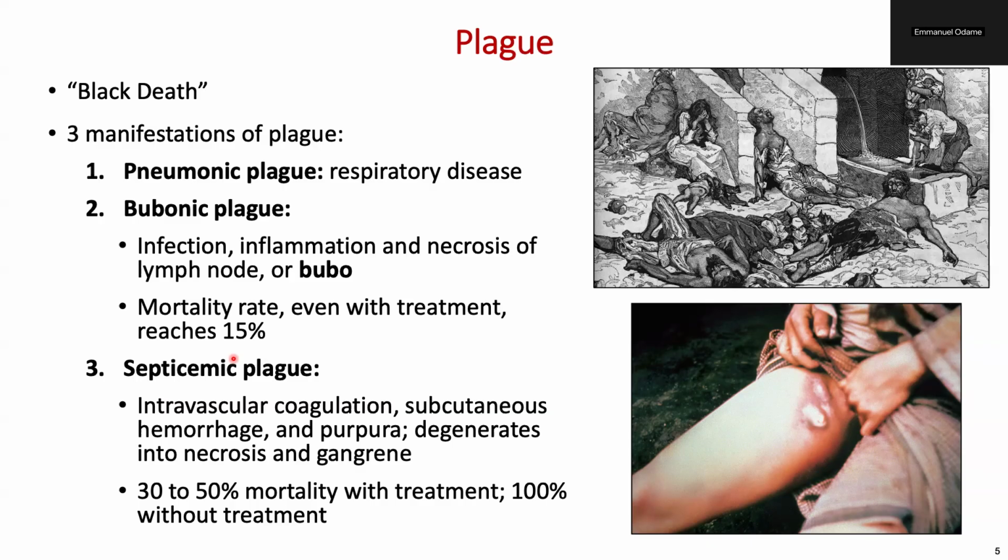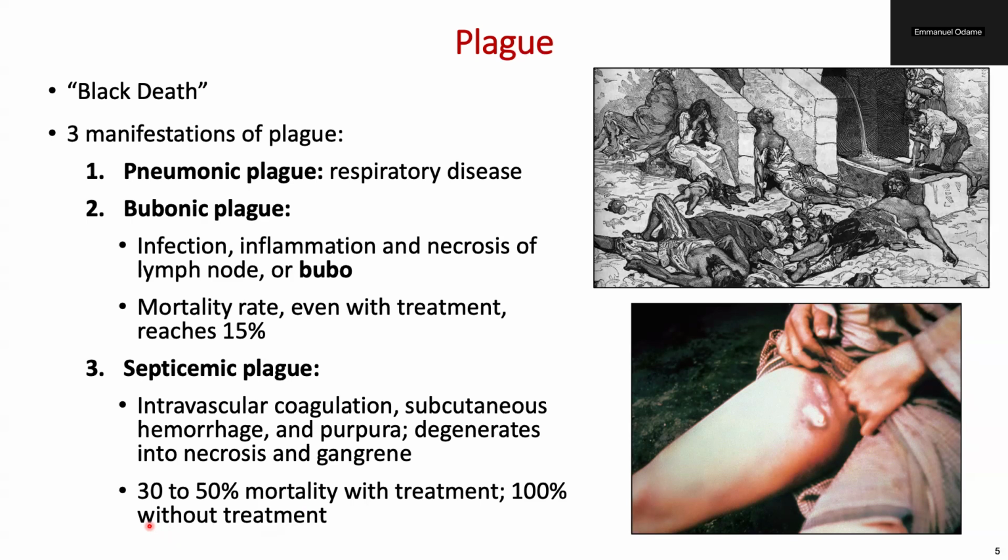The third one is septicemic plague, which is intravascular coagulation and subcutaneous hemorrhage and also purpura, which degenerates into necrosis or gangrene. So clearly, as you can see from here, you have an intravascular coagulation. Basically, you have your blood clotted, which blocks the flow of blood, specifically within that vein. They have about 30 to 50% mortality rate even with treatment, and without it, basically 100% mortality rate. Because if there are a lot of blood clots within your body and no blood is flowing, you are going to die.